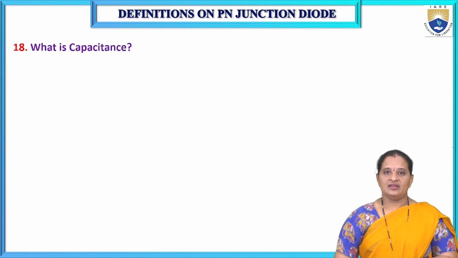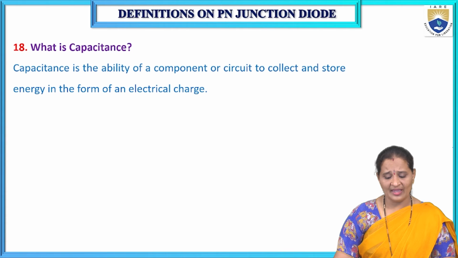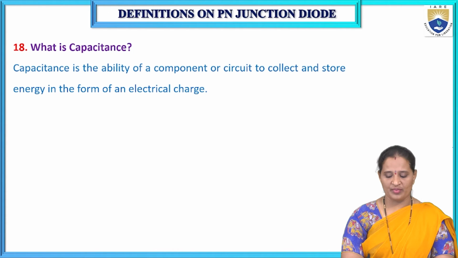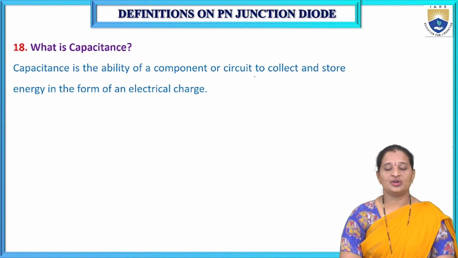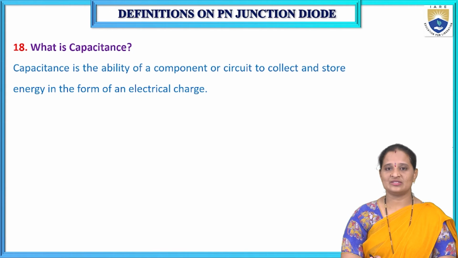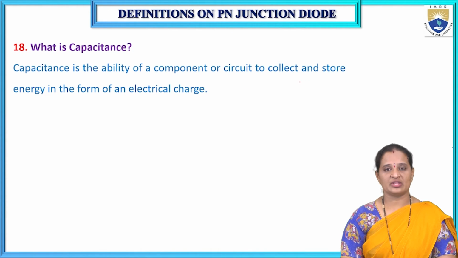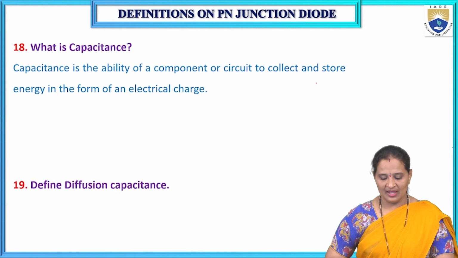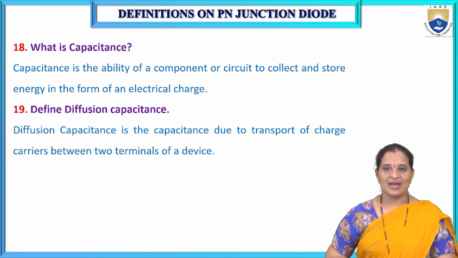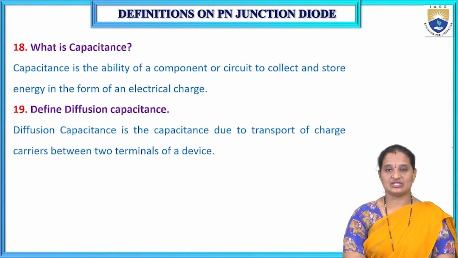Now let us define capacitance. Capacitance is an ability of a component or a circuit to collect and store energy in the form of electric field. We all know that capacitance stores the energy in the form of electric field, or electric charge. Diffusion capacitance. Define diffusion capacitance.